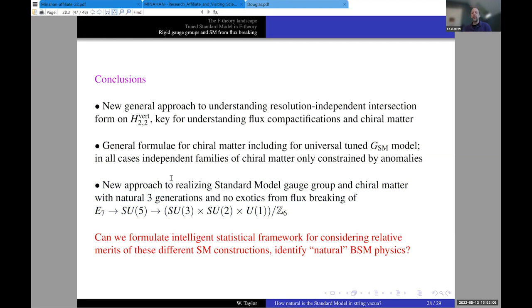So I want to come back to Mike's question from the paper that I put the abstract up at the beginning. Can we now take this and formulate an intelligent and informed statistical framework for really considering in detail the relative merits of these different constructions and identify what is natural as beyond the standard model physics, assuming, say, that there's supersymmetry? We're doing everything here with a supersymmetric extension of the standard model. But this basically, I feel, is trying to make concrete Mike's vision of setting up a framework where we can really think about what is typical and what's not.